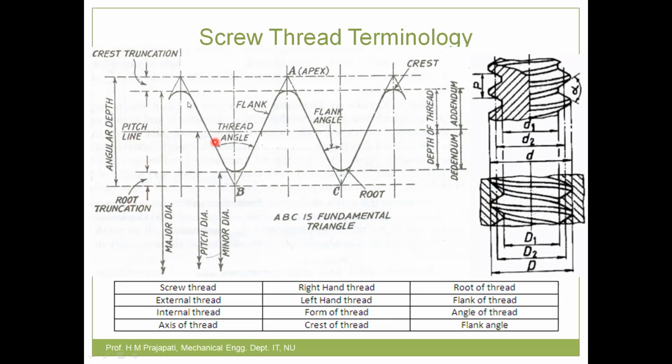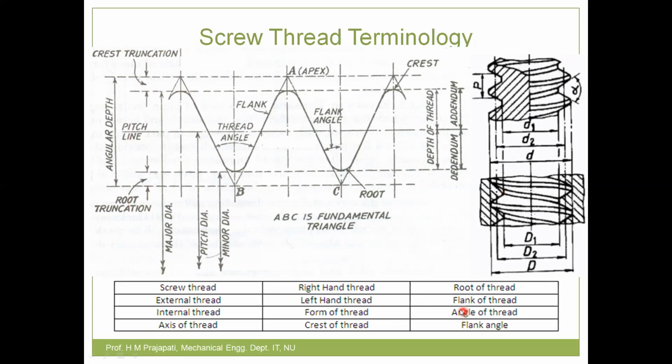Now, what is root then? If you look at this form of thread, the bottommost portion of the thread form is called a root, which is written here. This is root. Similarly, in case of internal thread, you get this as a root. In case of external thread, you get this as a root. That is what the crest and root of thread are.